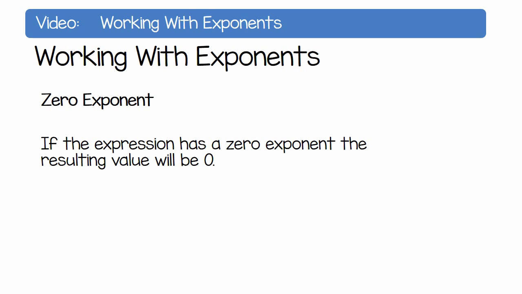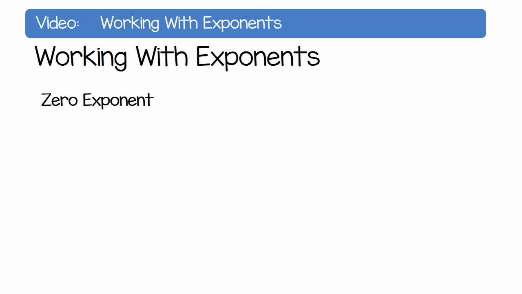What happens if you have a zero exponent? If the expression has a zero exponent, the resulting value will always be 1, regardless of the base. For example, 3 to the exponent 0 will be 1. Remember, any base to the exponent 0 is equal to 1.